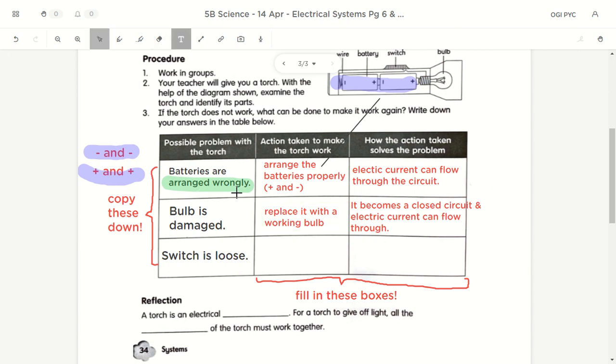Okay, last one, switch is loose. Sometimes because of wear and tear, the switch becomes loose. So same thing like the working bulb, you just need to replace it. Maybe not replace the switch, but tighten the switch. Sometimes when you tighten the switch, the connection is better. So when the connection is better, it becomes a closed circuit, and therefore electric current can flow. So it's the same explanation as the one on top.